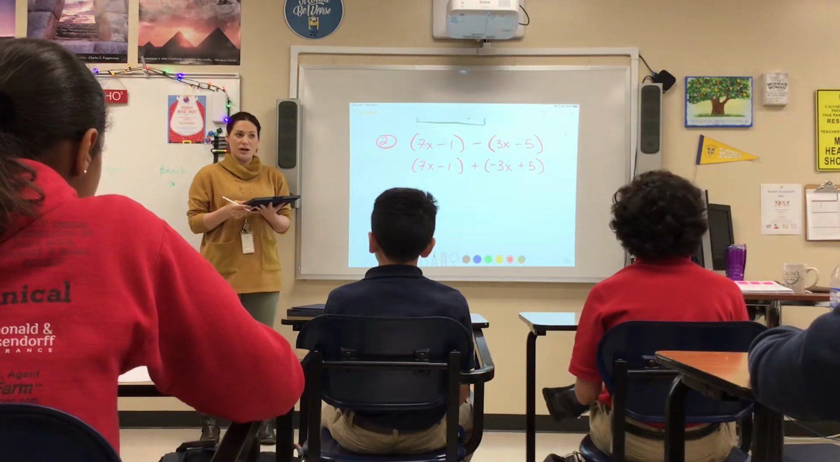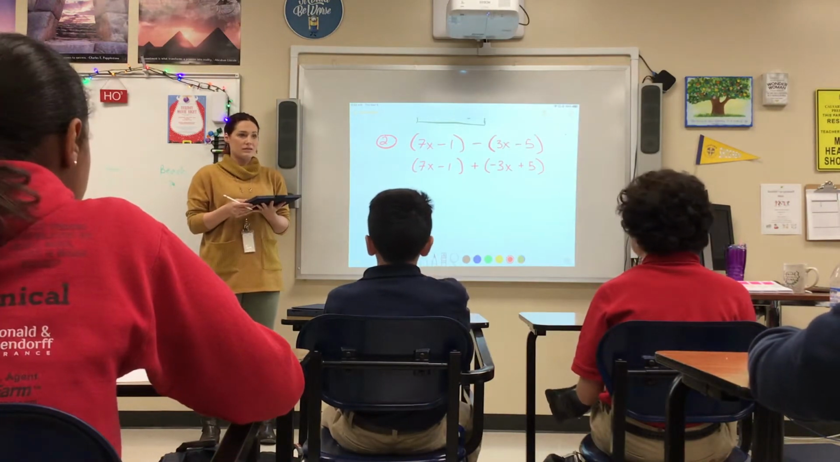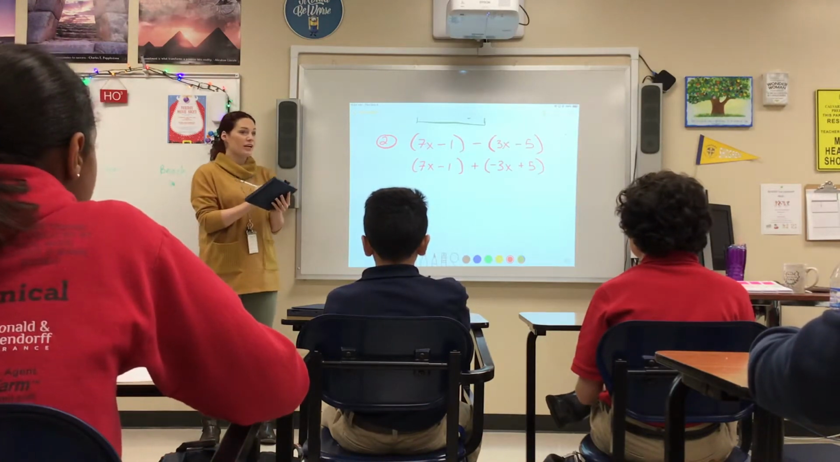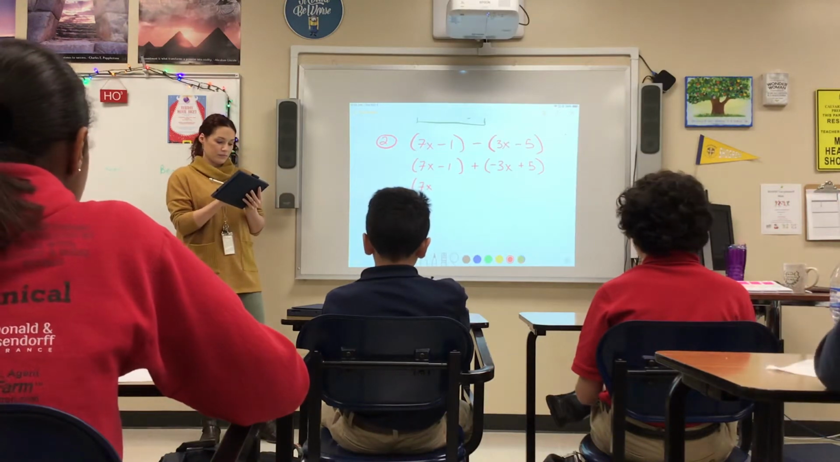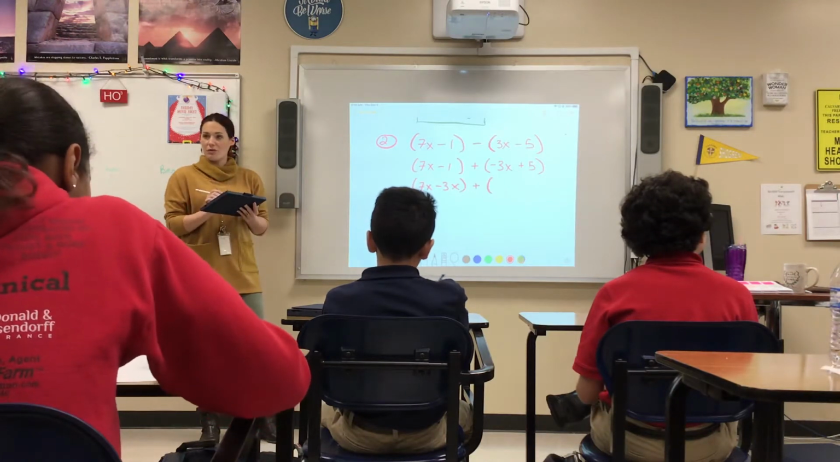Now we have an addition problem, so let's rearrange what we've got. What can go in the first set of parentheses? Hannah? What can I group together in the first set of parentheses? Oh. 7x and -3x. Okay, plus, what can go in the second set of parentheses?